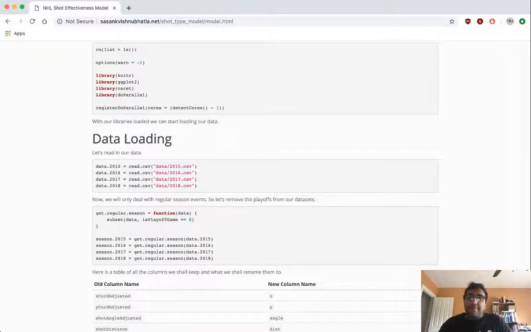So we're going to be only looking at regular season shots. The playoffs is a completely different beast in the NHL. Playoff game-by-game information usually is different than regular season game-by-game.